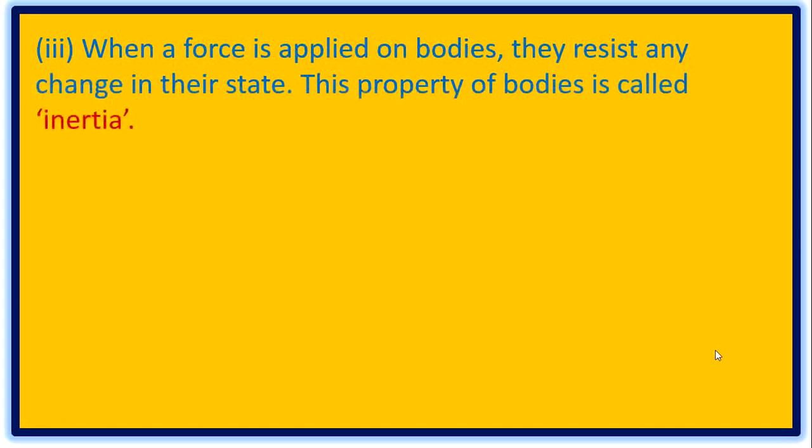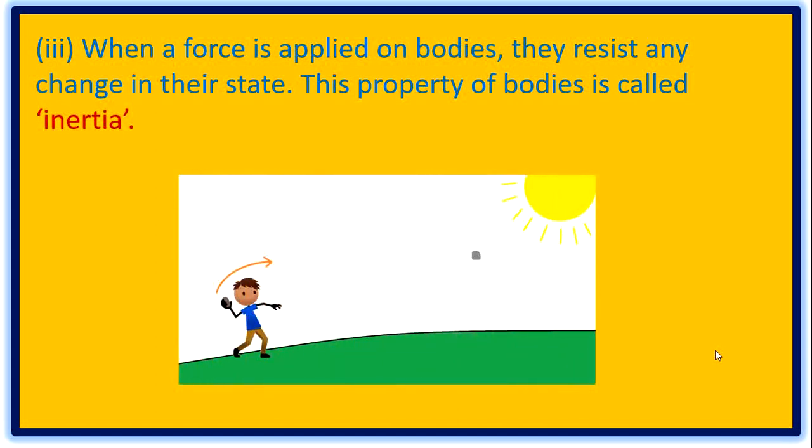Let us see the third one. When a force is applied on bodies, they resist any change in their state. This property of bodies is called inertia. So when we apply a force on a body, it resists any change in its state, and this is called inertia.